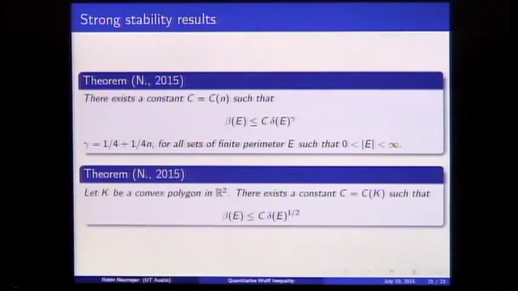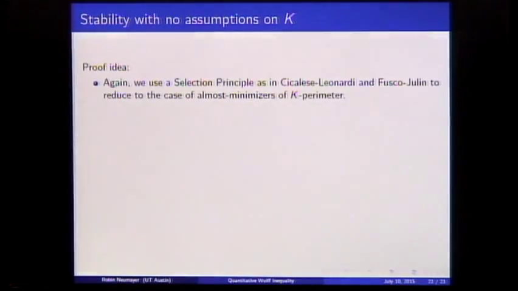Now, if we go to the very other end of the spectrum, we let K be a convex polygon in R2. So this is definitely not uniformly convex and definitely not C2. Here we can also show this H1 quantity is controlled by the square root of the deficit, this optimal decay rate. So finally, a quick word on this proof.